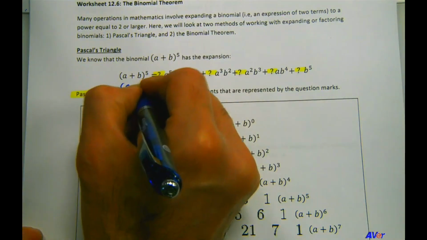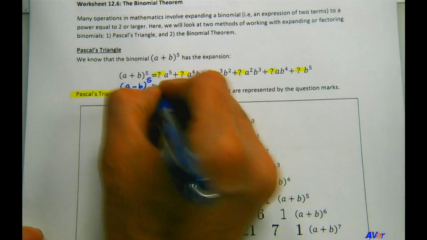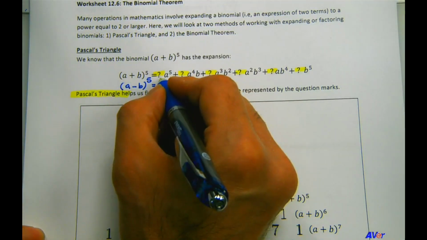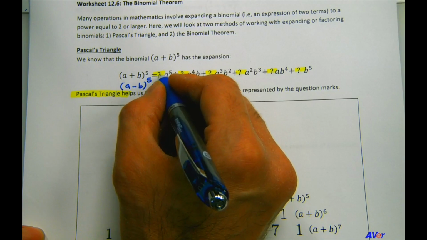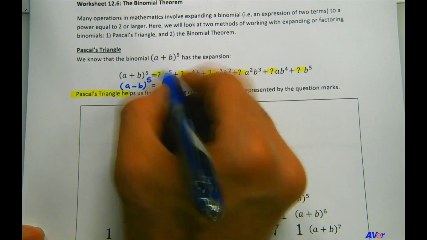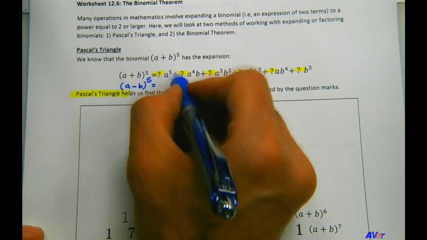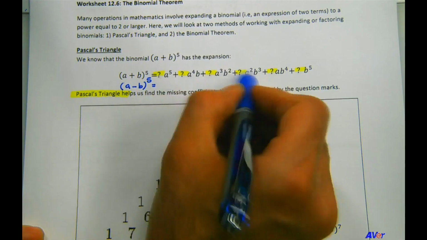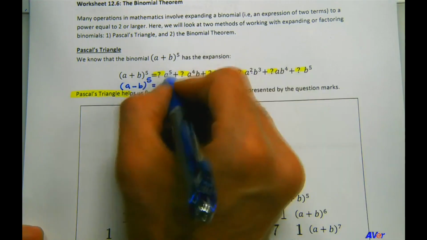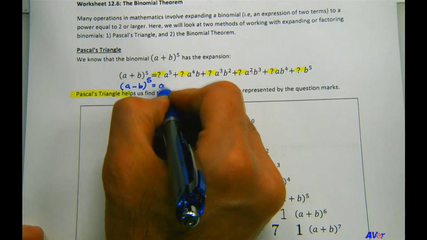If we have a minus b to the fifth power, once again we have the question marks. We're going to look at that later, in a couple of minutes. But how does going from plus to negative affect the outcome of each term? Well, for the first term, a to the fifth, it's still going to be a to the fifth.